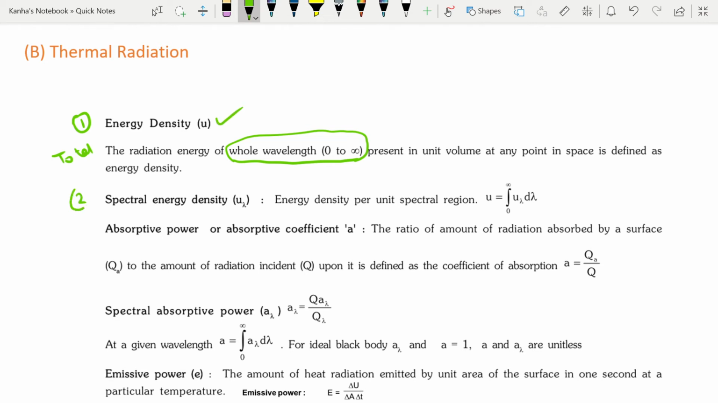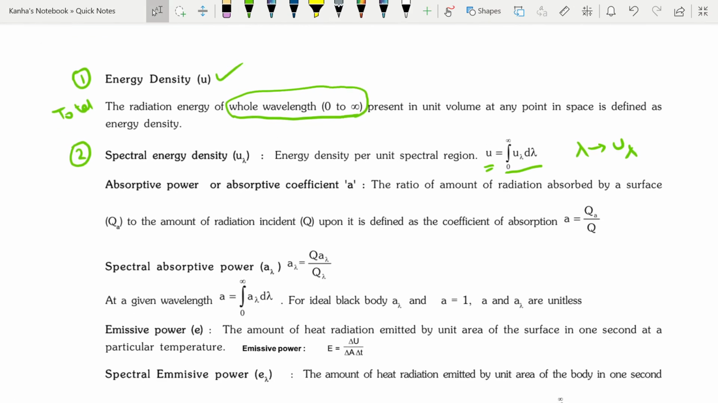Next is spectral energy density. So energy density per unit spectral region will be known as the spectral density. So you are basically integrating it over all the values of lambda. For each lambda you will have different energy densities, and then you integrate over all these to get the energy density. Similarly, you have the third thing, which is the absorptive power.